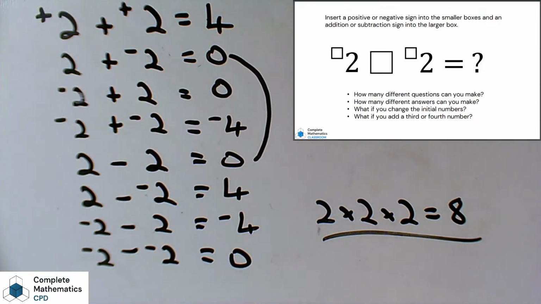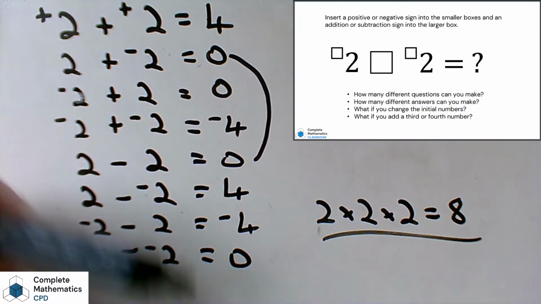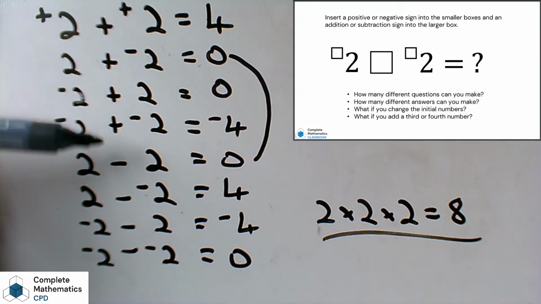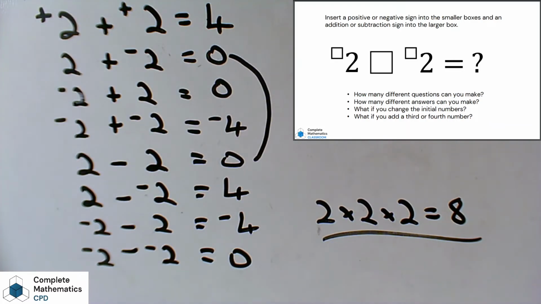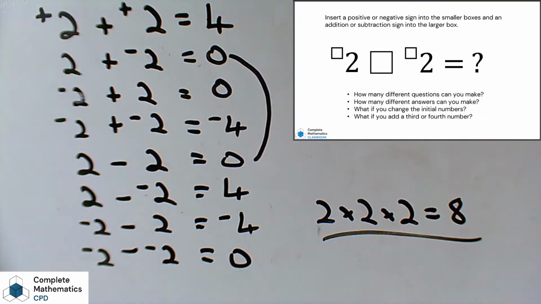And how many different answers can we make? We can only actually make 3 different answers, because all of the additions have an equivalent subtraction as well. Then you can do things like change the initial numbers. What happens? Do you still only get three combinations of answers? What if you had a third or a fourth number?